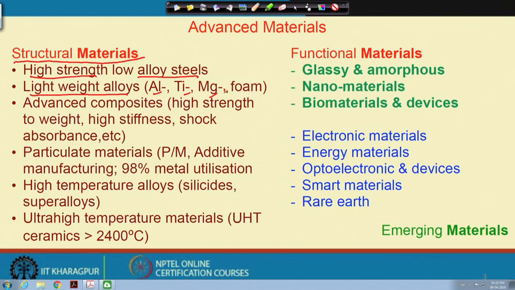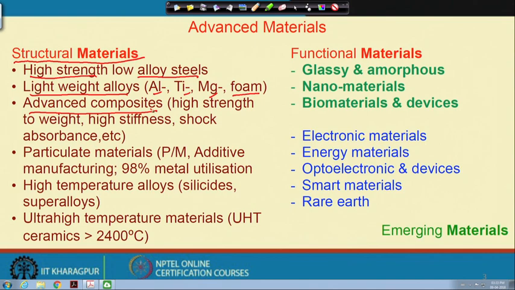Also we can make very lightweight structures with foam or metal foam, where a metal network structure is combined with air bubbles; those are called foam. Also the advanced composites, which are being developed for a high strength to weight ratio and very high stiffness, like if one has to design an aeroplane wing.